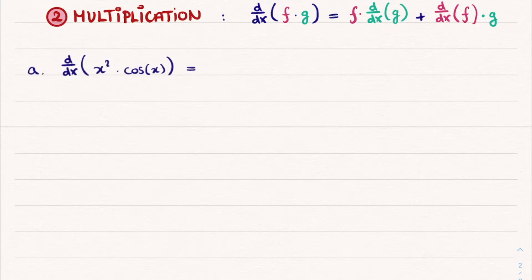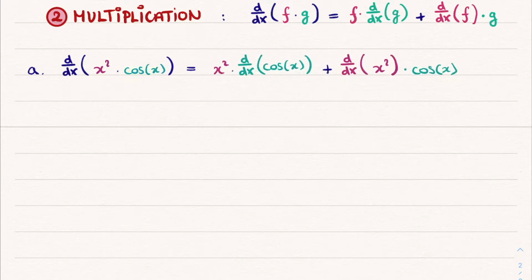For example, the derivative of x squared times the cosine of x is x squared times the derivative of the cosine plus the derivative of x squared times the cosine. Calculating each derivative, we get minus x squared times the sine of x plus 2x times the cosine of x.